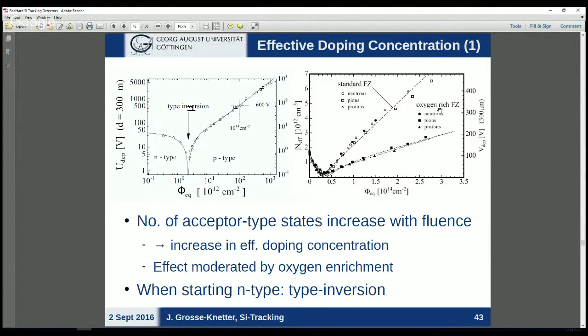If you enrich your device with oxygen during the production, or that is already during the float zone mechanism, the effect of increasing doping concentration is reduced by quite a lot, which we see in the top right plot. So the upper curve is with standard float zone material, and the lower curve is for oxygen enriched material. They simply create different states which have a different influence on the inner band gap states that we have to fight against.